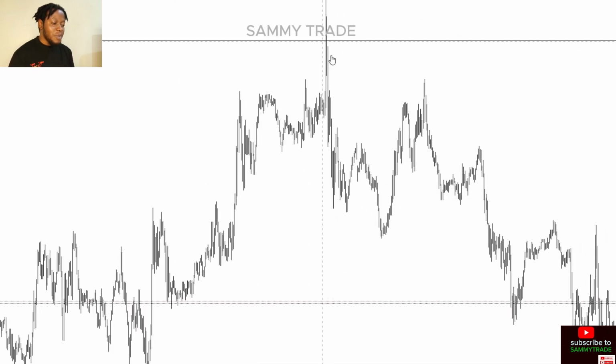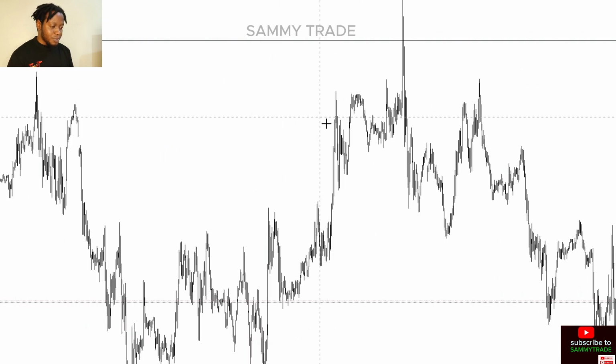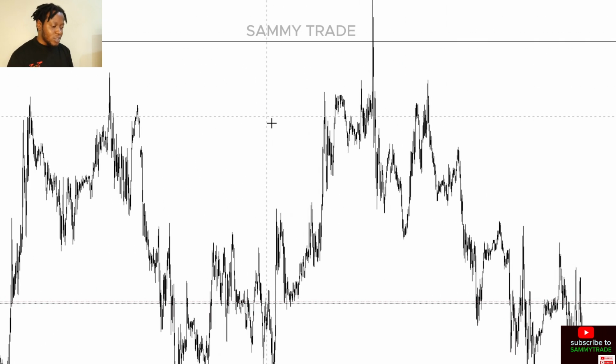So a lot of people now will be thinking that this is a change of character. But for me, I don't see it as a change of character. I need to see a good change of character, at least 3 candlesticks closing above this point. So this was what I did at this point.